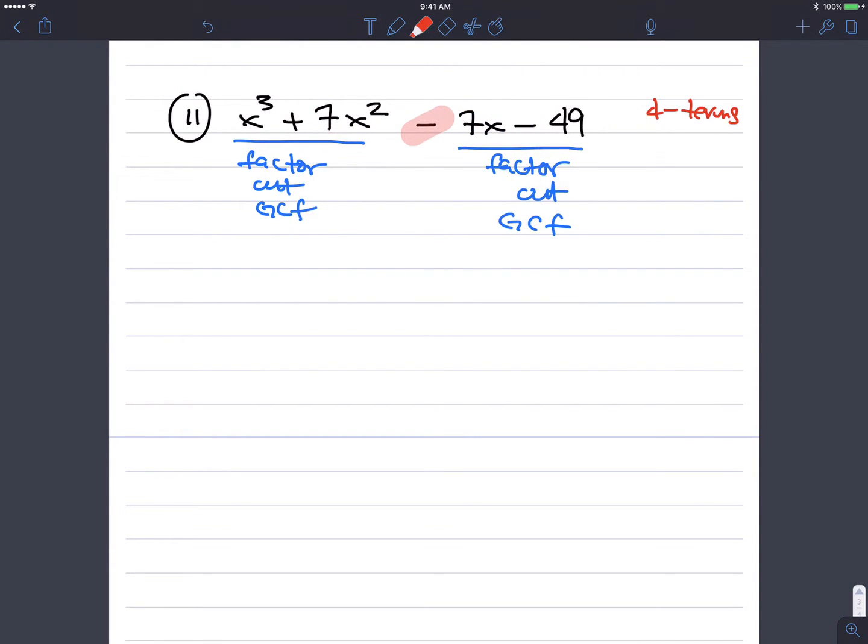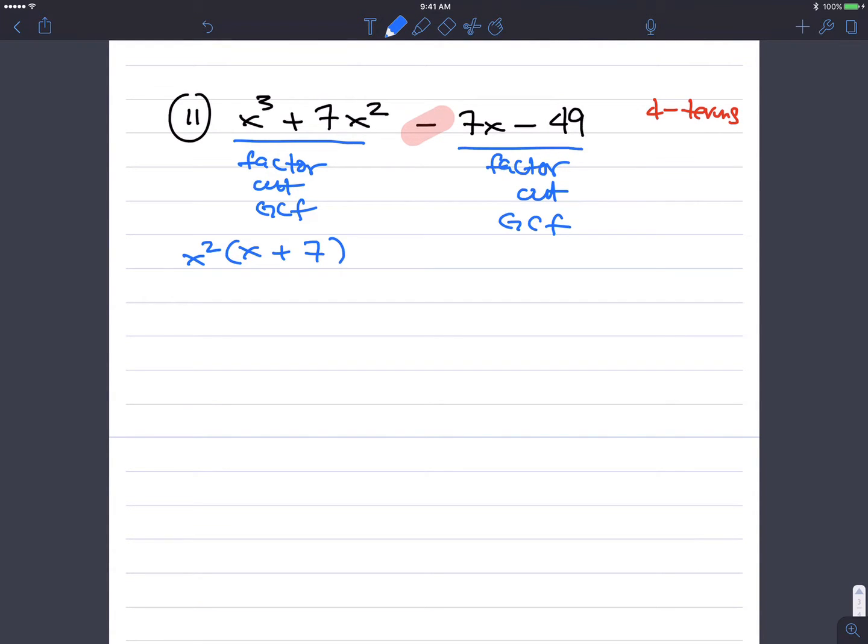Subtraction between the 2. All right, we're going to be careful with that subtraction. Here we go. Greatest common factor of x cubed and 7x squared. What is that? That's x squared. Good. And the quotient is x plus 7. Okay.